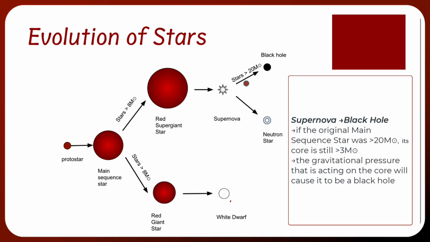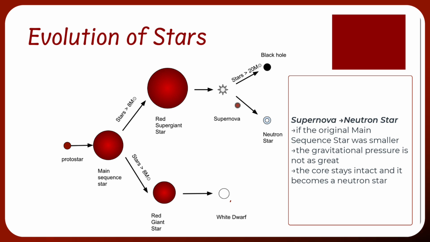Now look again, we've got another difference here. Stars that were greater than 20 times the mass of our Sun would have gone from a main sequence star this way, and they are still going to have a core that's probably 3 times the mass of the Sun, even after the supernova. This pressure pulling them in is going to be so great that it collapses into what we call a black hole. This is black not because it doesn't have any color, but because everything is being pulled into the center, including light. When we don't have light coming to our eyes, we call it black.